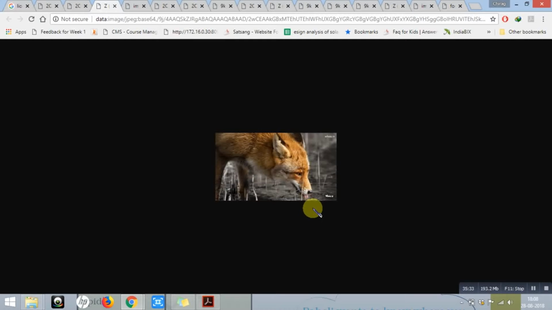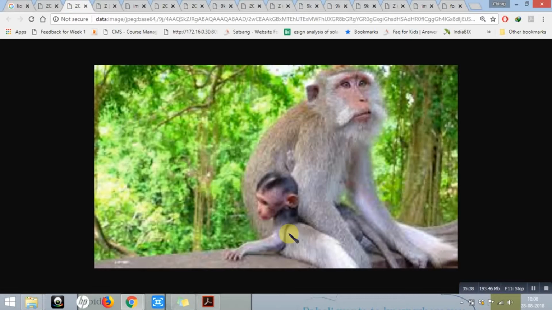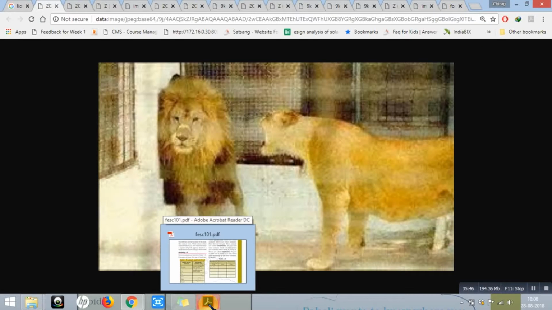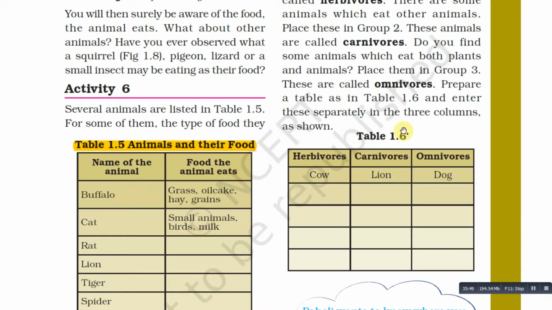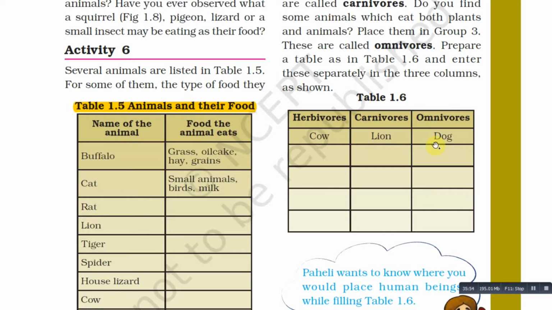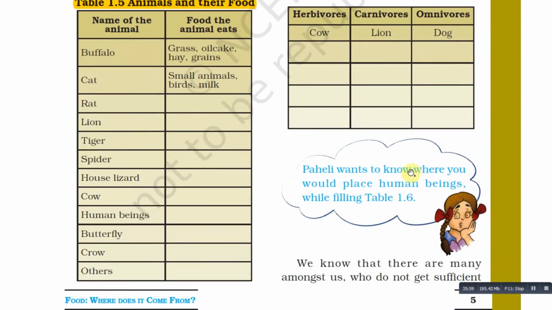Now this one, fox. Fox is an omnivore. Monkeys, omnivores. This is just for a joke. Now you tell me, who are you? Herbivores, carnivores, or omnivores? Again, Paheli Leela wants to know where you would place human beings. Human beings, I already asked you.